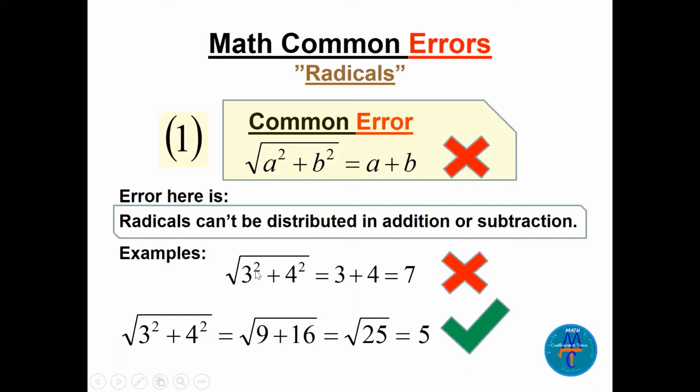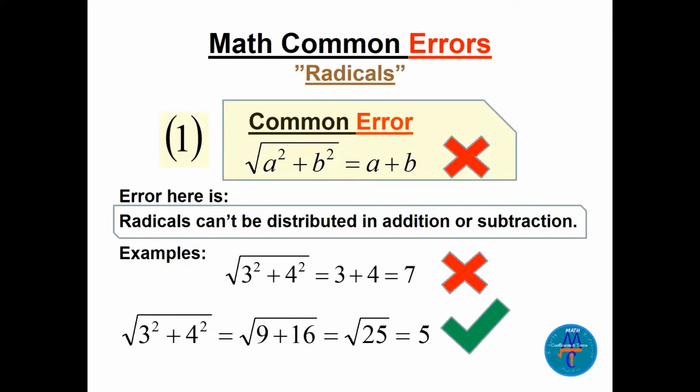This is an example for this mistake. Square root of 3 squared plus 4 squared. You cannot write 3 plus 4 is equal 7. Rather, you have to square the 3, you get 9. Square the 4, you get 16. You add, and then you can take the square root if you can. If you have a number that you cannot take a square root of, like square root of, let's say, 19, square root of 21, leave it. Now, square root of 25 is only 5. That's the first error you can learn.